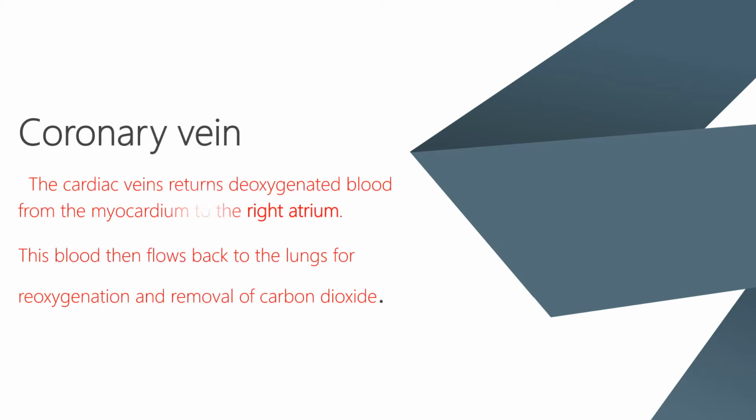After oxidation in the heart muscles, the oxygenated blood gets converted into deoxygenated blood, and that blood has to be removed. So here the coronary veins or the cardiac veins play a main role in removing the deoxygenated blood from the heart muscles. They deliver the deoxygenated blood to the right atrium. From there, the blood flows back to the lungs for reoxygenation and removal of carbon dioxide.